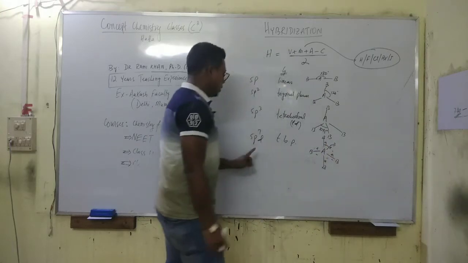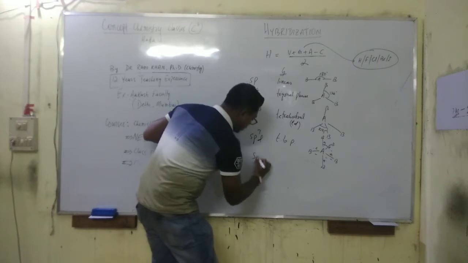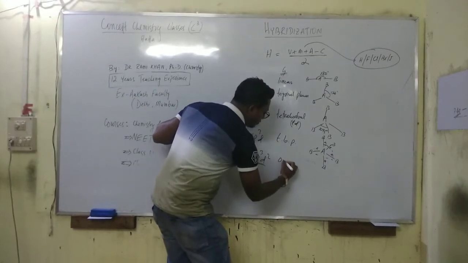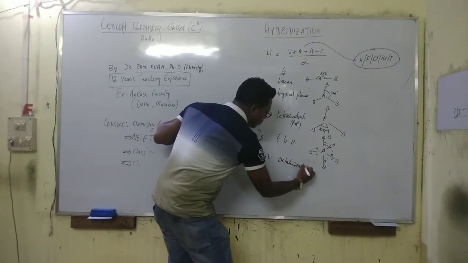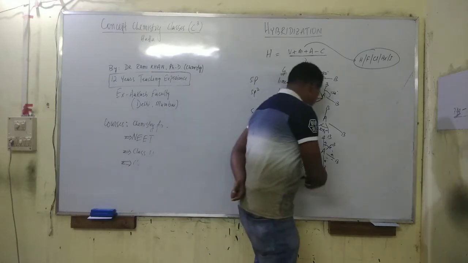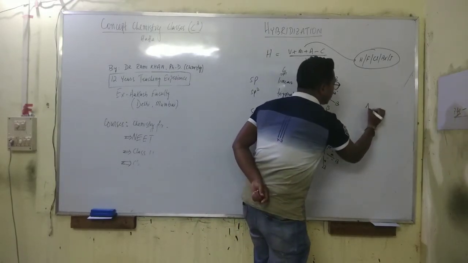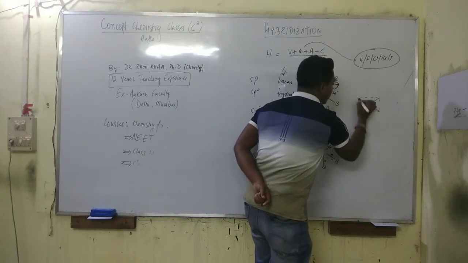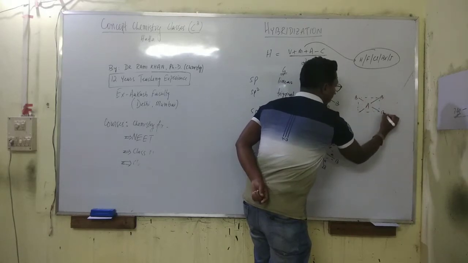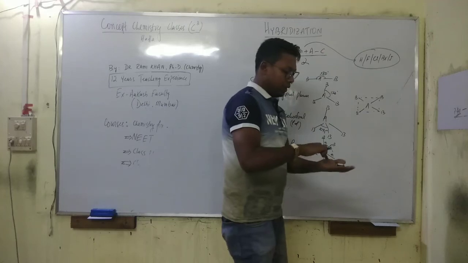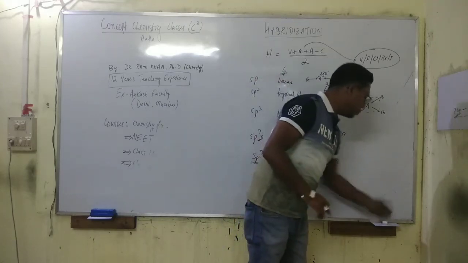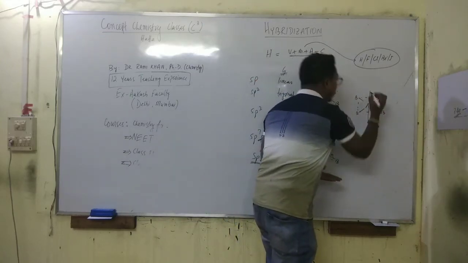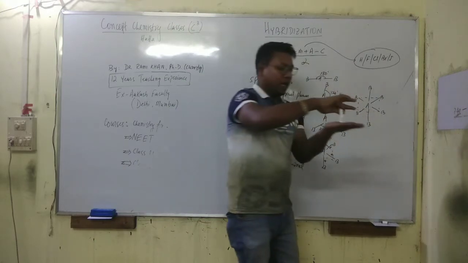Now, in case of sp3d2 hybridization, the geometry is octahedral, which is also called square bipyramidal, and the geometry for this octahedral is, this is the central atom, draw one square like this, and four bonds will be on the same plane. For example, this is one plane, four bonds will be here, and one bond up and one bond down. These two will be like this.